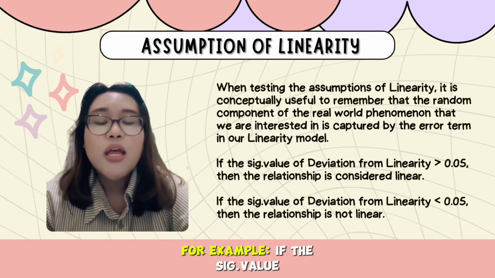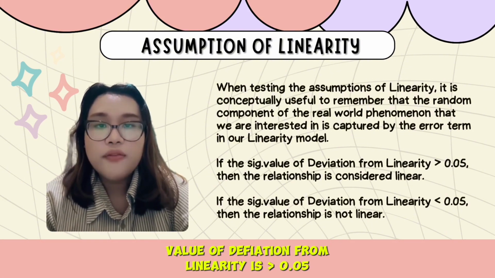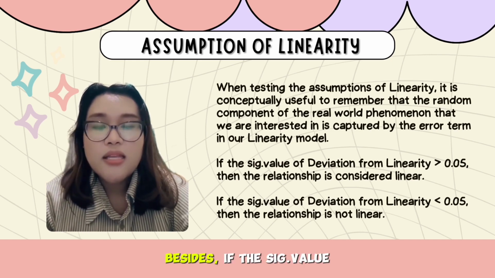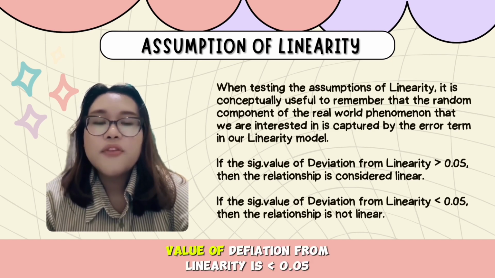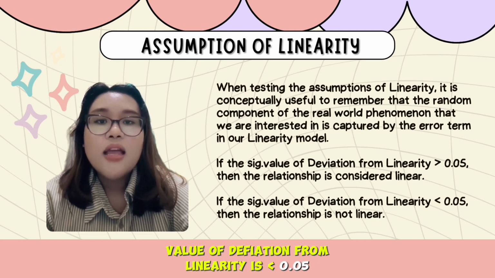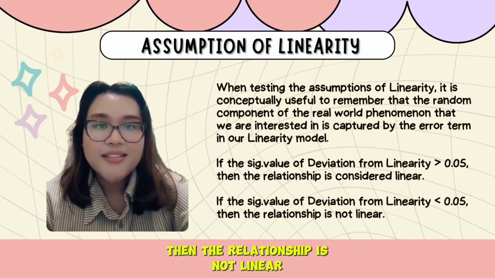For example, if the sig. value of deviation from linearity is more than 0.05, then the relationship is considered linear. Besides, if the sig. value of deviation from linearity is less than 0.05, then the relationship is not linear.